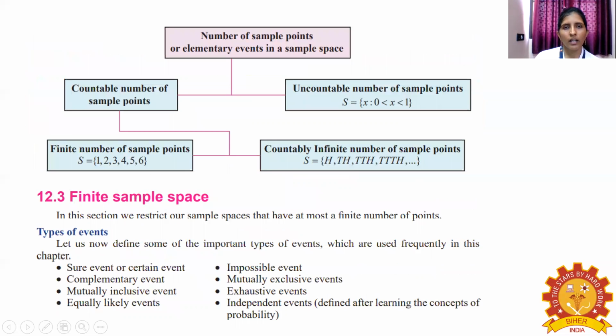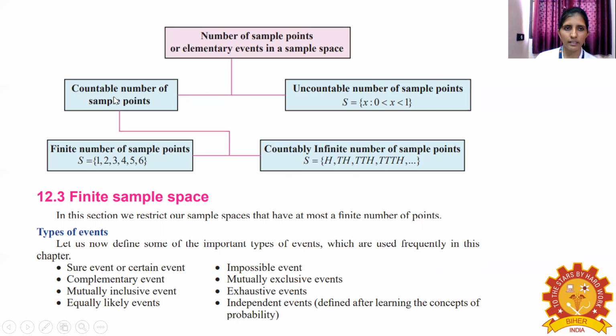Now the number of sample points, or the elementary events, in a sample space can be divided into two types: countable and uncountable. S = {x such that 0 < x < 1}, and between 0 and 1 there are an infinite number of elements. Therefore we say this is uncountable.